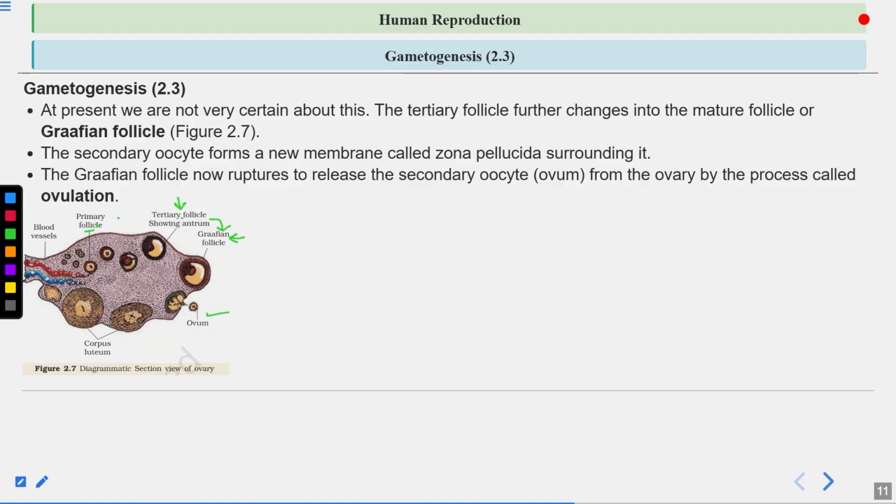Now the remaining part of the Graafian follicle transforms into the corpus luteum. This corpus luteum acts as a temporary endocrine gland, and it secretes progesterone. So let's continue with this lecture.